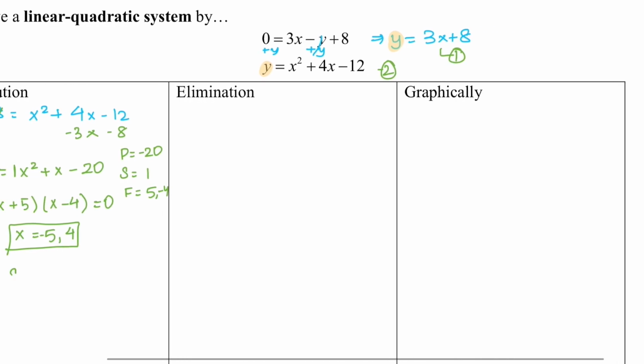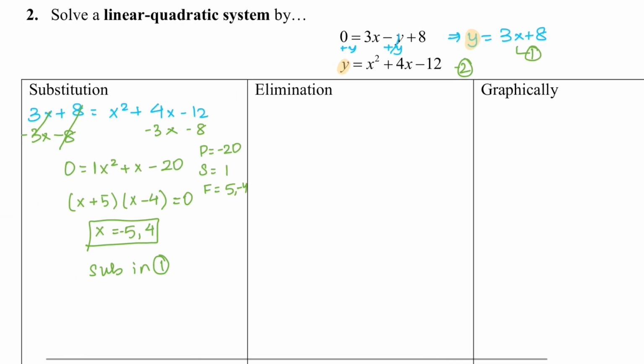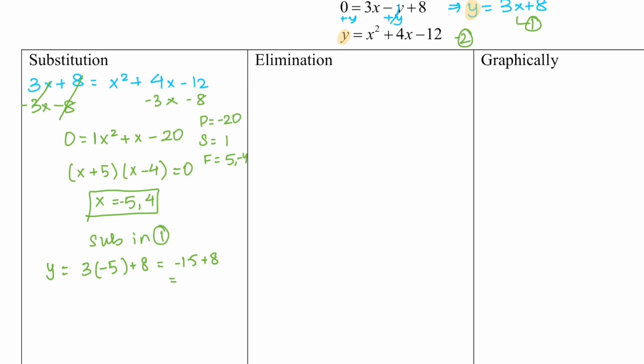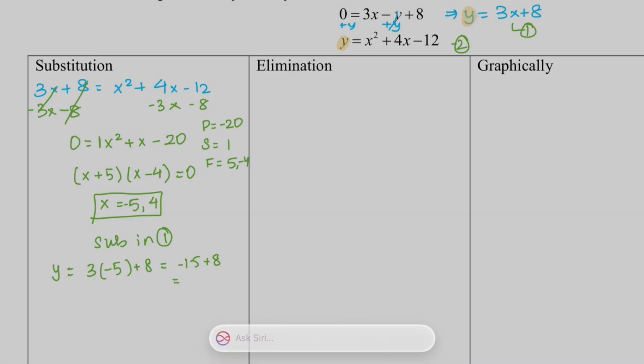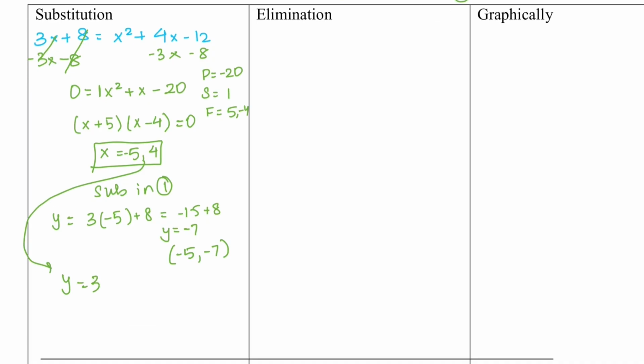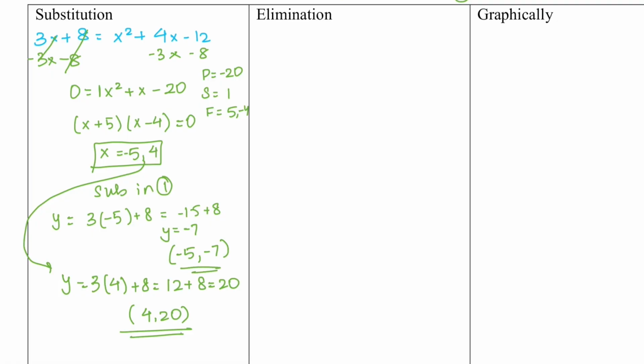Let's do 1, sub in 1, and I'll get y is equal to 3 times negative 5 plus 8, which is negative 15 plus 8, and that's negative 7. So it'll be negative 5, negative 7. And then you plug in 4. So y is equal to 3 times 4 plus 8, which is 12 plus 8, and that's 20. So your answer will be 4, 20. Always remember to find your y value.